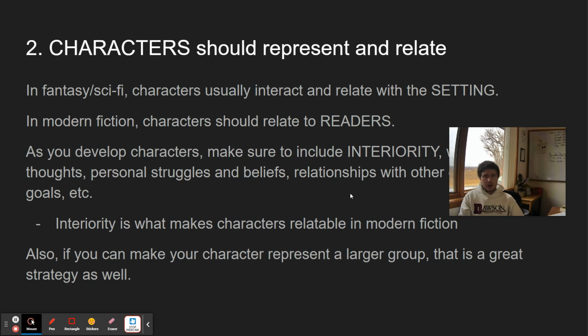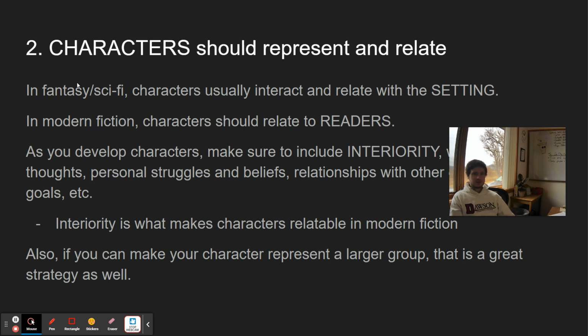Again, as you create characters now, you really, really, really want to emphasize relatability and representation. Representation means your character is almost symbolic of something, right? Your character functions as a character and a symbol. That's pretty advanced. I want you to just focus on relatability. So in fantasy sci-fi, you kind of create characters that were setting based. This is not natural for me to do. I struggle with that. But in modern fiction, characters that you create when you write should be relatable to the readers.